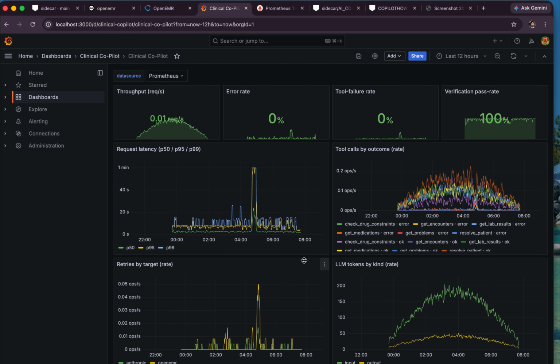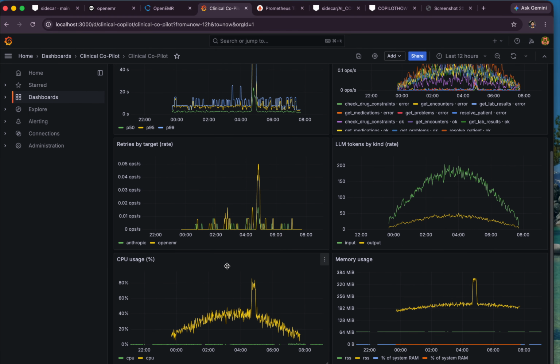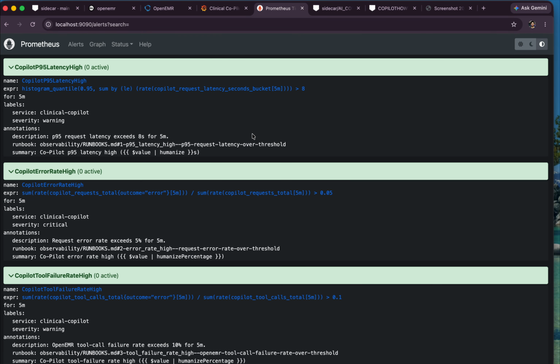Otherwise, I would have generated a synthetic data set that goes from about 8 a.m. to 4 p.m. What we're looking at here is some errors that are happening. And when that happens, we can see that the latency goes up and there are retries by the system. So that goes through CPU and memory also. And we do have these problems.